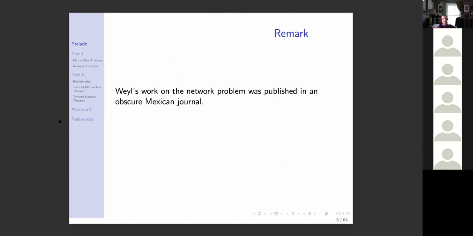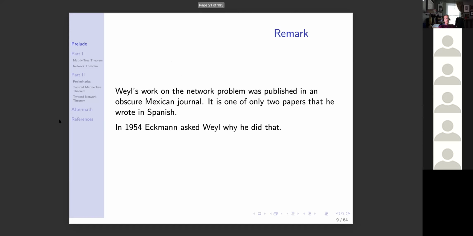So let me point out, this is actually a very interesting remark. I didn't know this until a few days ago. Weyl's work on the network problem was published in an obscure Mexican journal. It is one of only 2 papers that he wrote in Spanish. Now, Hermann Weyl was a very famous mathematician of his age, and the question is why he chose to publish this work in Spanish in a Mexican journal. And in 1954, Eckmann, the same Eckmann on the previous slide, asked Weyl at the Institute for Advanced Study why he did that.